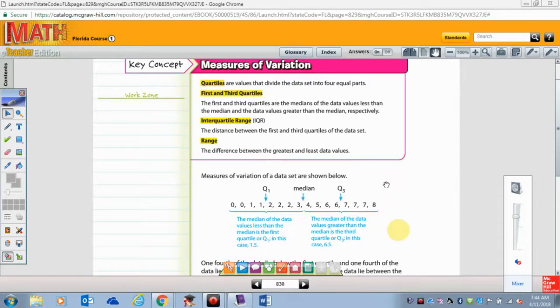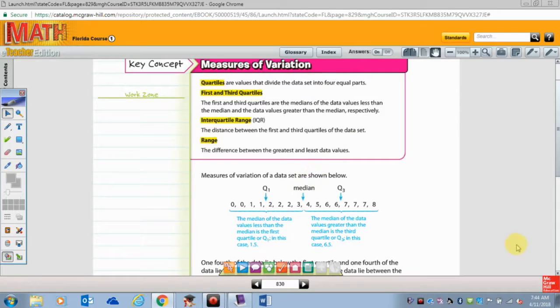Alright, today we're working on some stuff that adds on to the mean, median, mode, and range that we've been working on in the past. We're dealing with different measures of variation. So the first thing we're looking at is just the different definitions for it.